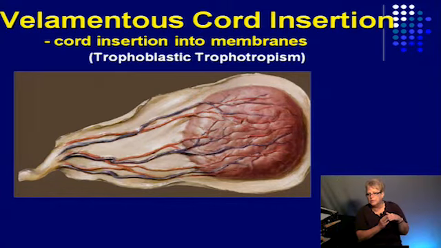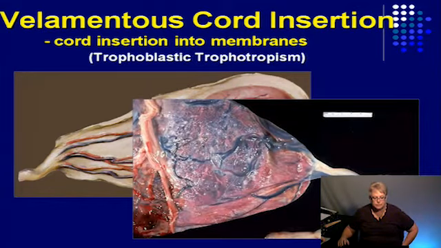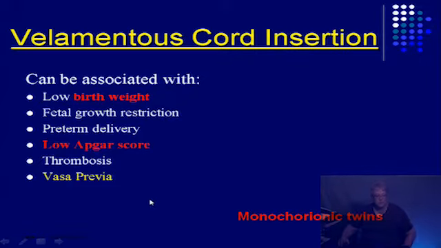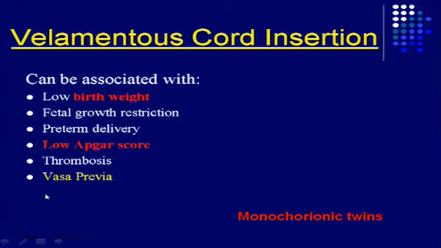Well, the cord can't move. So then you have the cord stuck in the place where the original implantation was, but now the placenta is way over here. So now you have vessels that are traveling through the membranes over to where the placenta is. It can be associated with lower birth weight, fetal growth restriction, preterm delivery, low APGAR scores, thrombosis, and then vasa previa.